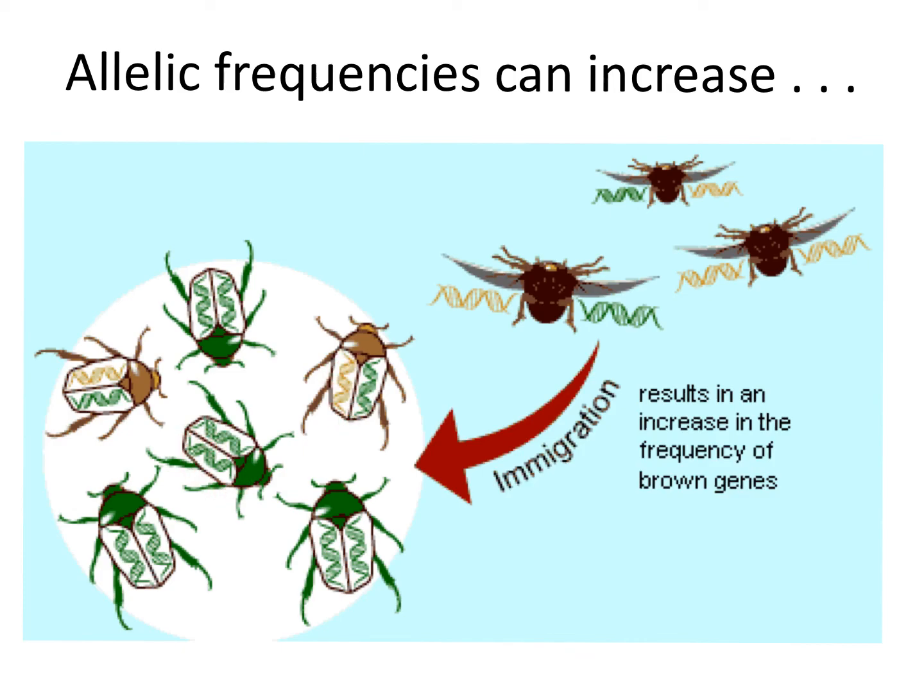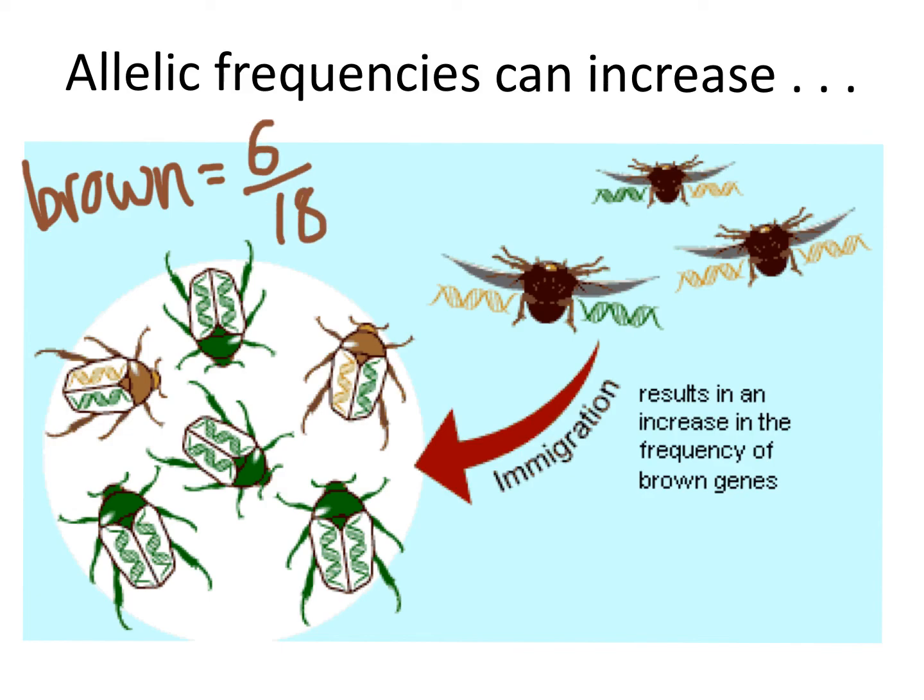The allelic frequency for brown is 2 out of 12. Until microevolution occurs when these three beetles immigrate into the population. When they do, they bring their own genes, and you can see some of those genes are brown, and so once they join the population, now the new frequency is 6 out of 18.